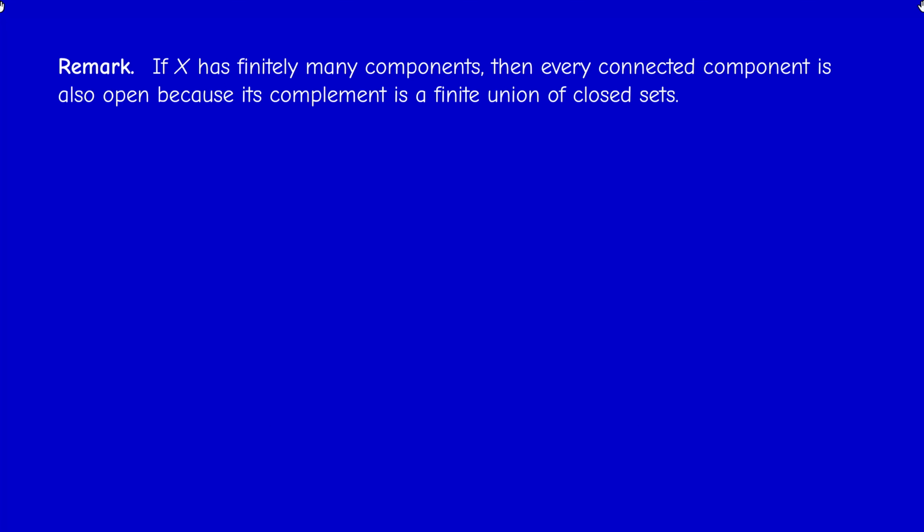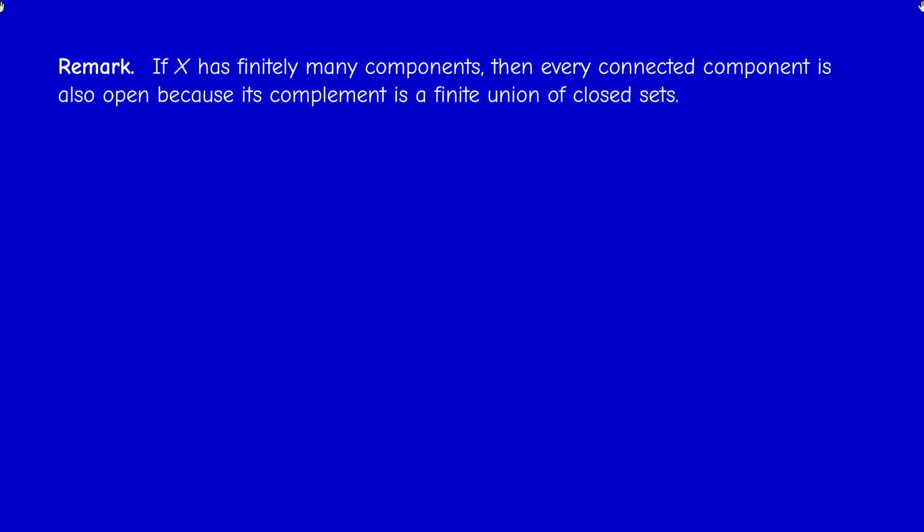Now, a remark: if X has finitely many components, then every connected component is necessarily open. Why? Because we said that the components are closed. So if we have finitely many components, let us say C1 to Cn, the complement of C1 will be just C2 up to Cn, each one being closed, so the union is closed. Therefore, the complement of C1 is closed, and therefore C1 is open as well. But the argument does not work if you have infinitely many components.